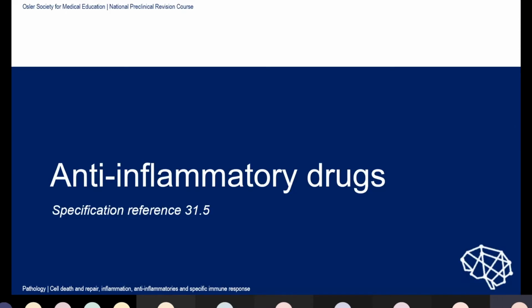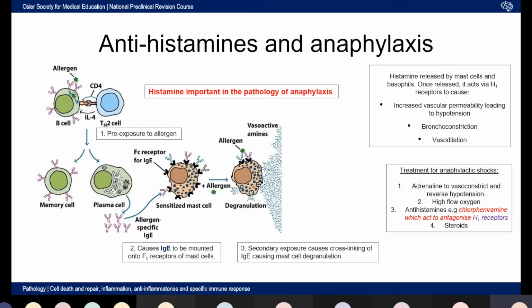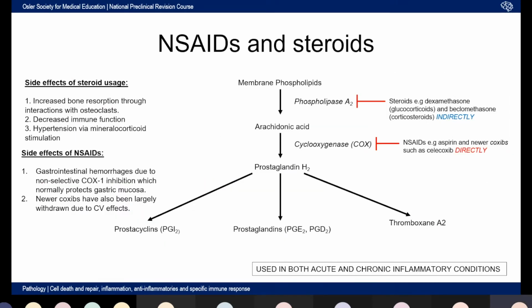Now we're going to talk about anti-inflammatory drugs, and this is quite a short chapter, but essentially, oh, can you guys see the arrows, or is that missing? I'm assuming it's missing because on my one it's missing. But okay, there should have been arrows between the membrane phospholipids, arachidonic acid, and prostaglandin H2. I think it's gone just because of where it's presented.